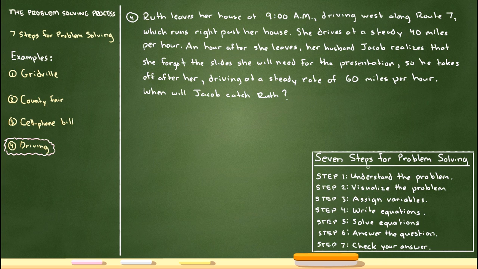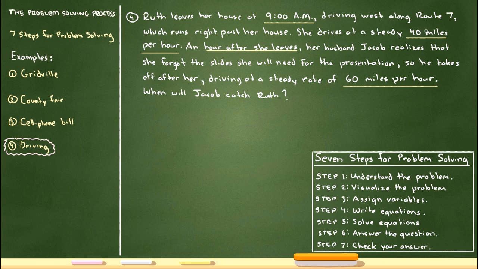Okay. Again, feel free to pause the video and read this multiple times and write down any important information. Let's see. Let me underline some things here. We have Ruth leaving her house at 9 a.m. and driving west along Route 7, which runs right past her house. And she drives at a steady 40 miles per hour. Now, an hour after she leaves, let me underline this too, her husband Jacob realizes that she forgot the slides, and so he starts driving after her, and he's going 60 miles an hour.